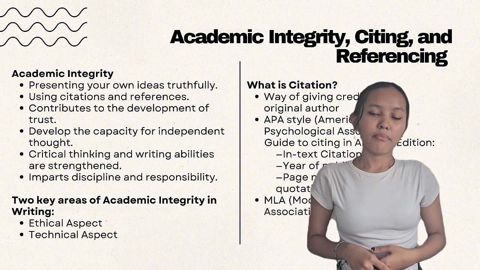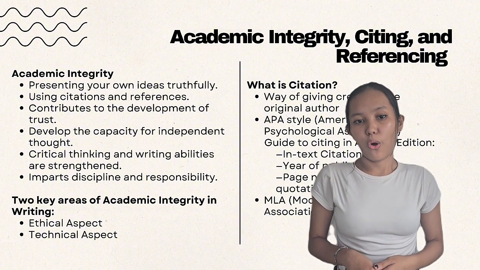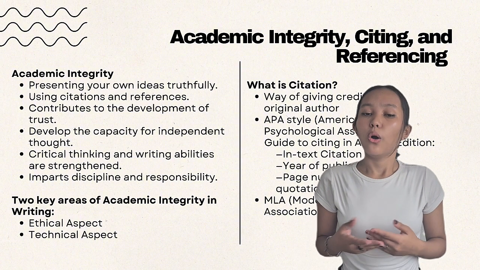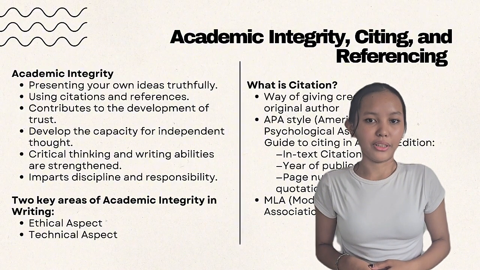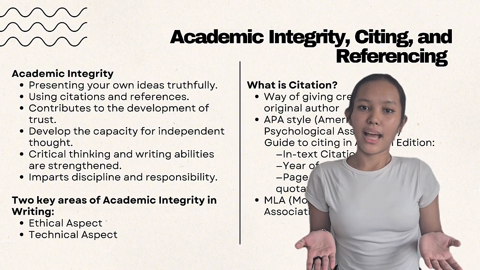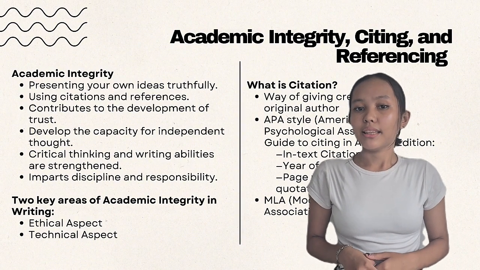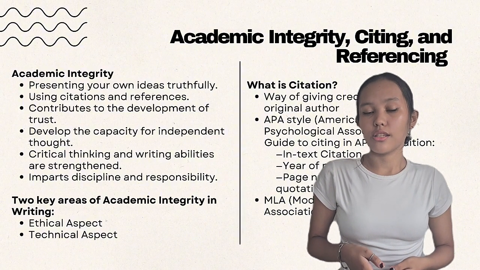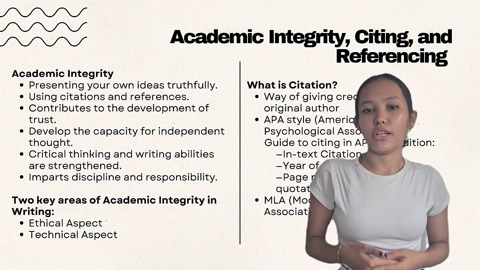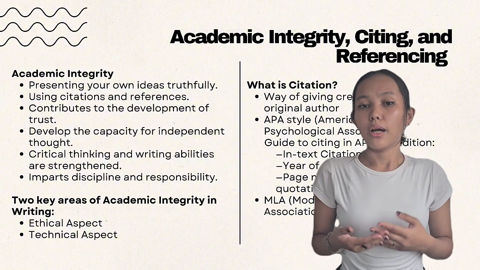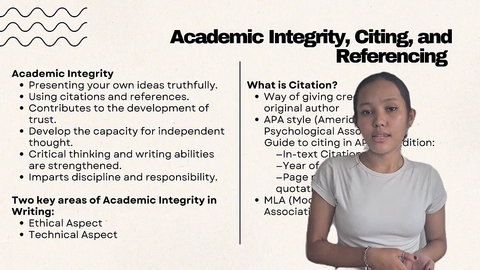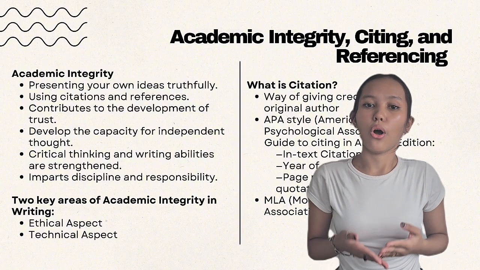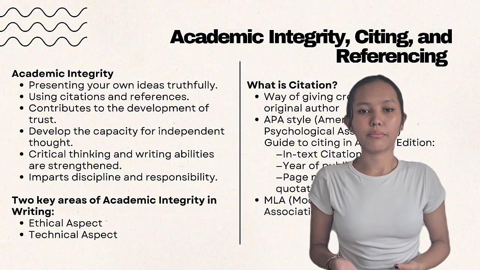In writing, these words are mostly associated with academic integrity. What is academic integrity? Academic integrity refers to the practice of being truthful and honest about where the information included in one's work comes from, by providing the references and citing the original authors in their papers.